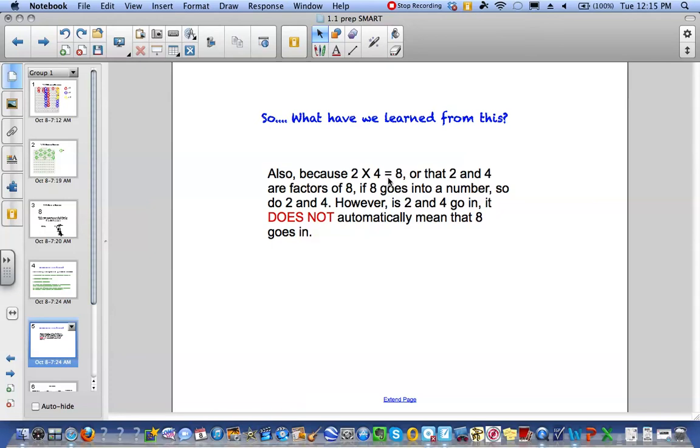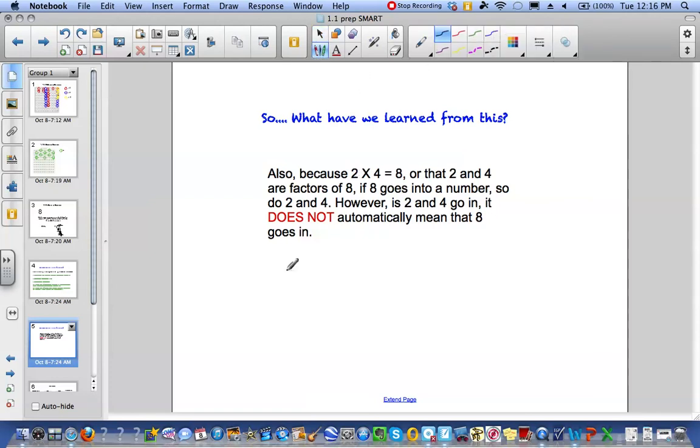Because 2 times 4 is 8, or that 2 and 4 are factors of 8, if 8 goes into a number, so do 2 and 4. So if a number is divisible by 8, it's automatically divisible by 4 and 2, because they're both factors of 8. But the flip side of that, if 2 and 4 go into a number, then 8 doesn't automatically go in.